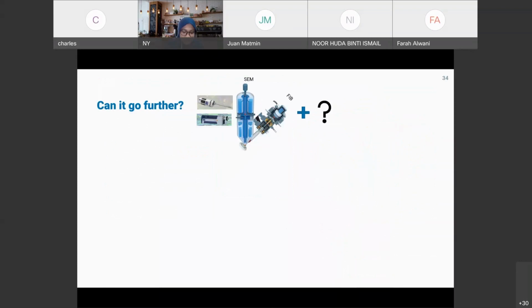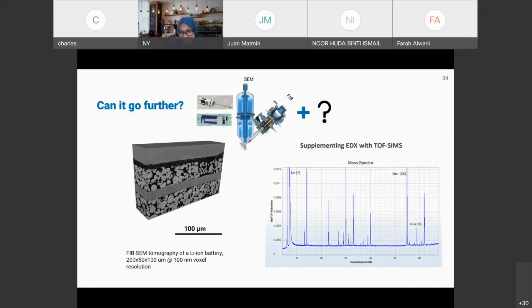So can it go further? After we talk about SEM, FIB, 3D EDX, and 3D EBSD, bear in mind it's 3D because we create a volume. We reconstructed them in a volume. That's why I call it 3D. So can it go further? The answer is yes, we can go further analyzing with TOF-SIMS, the time-of-flight secondary ion mass spectrometer. So take one example here, the lithium-ion battery. After we have the 3D information reconstructed here, we can actually analyze this under TOF-SIMS.